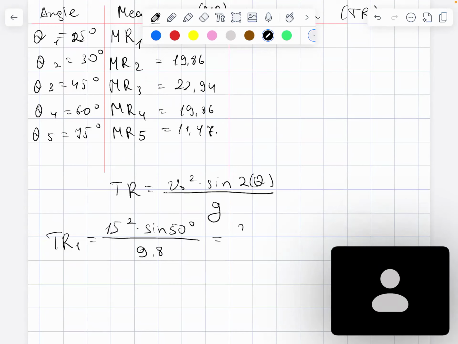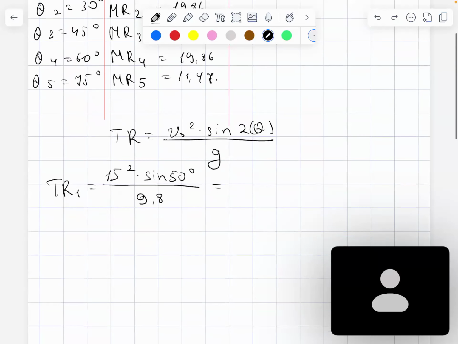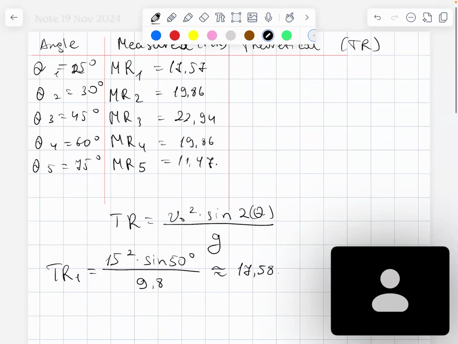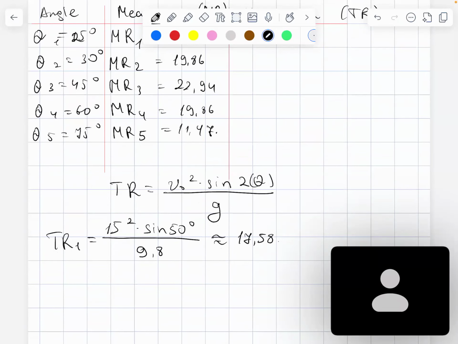So 15 squared is 225 times sine of 50 degrees. After the calculation, our theoretical range will be nearly equal to 17.58. So it's not exactly equal to the measured range sub 1. And then you need to make these calculations 5 times, then find the average measured range and the average theoretical range, and then compare them.